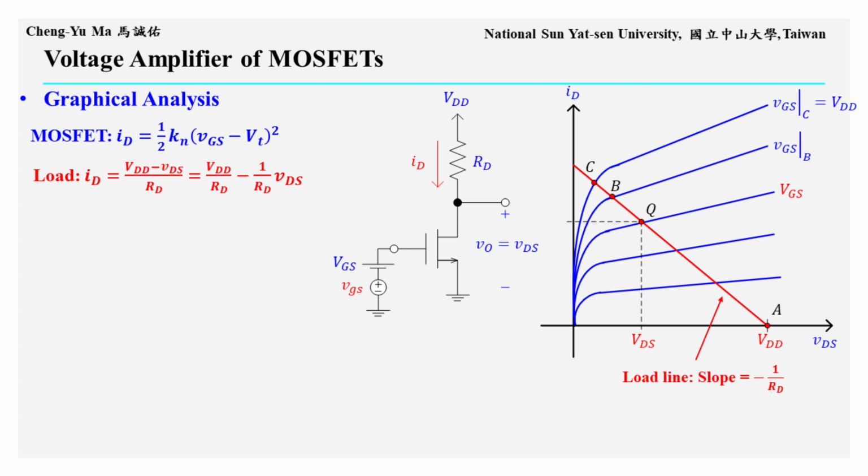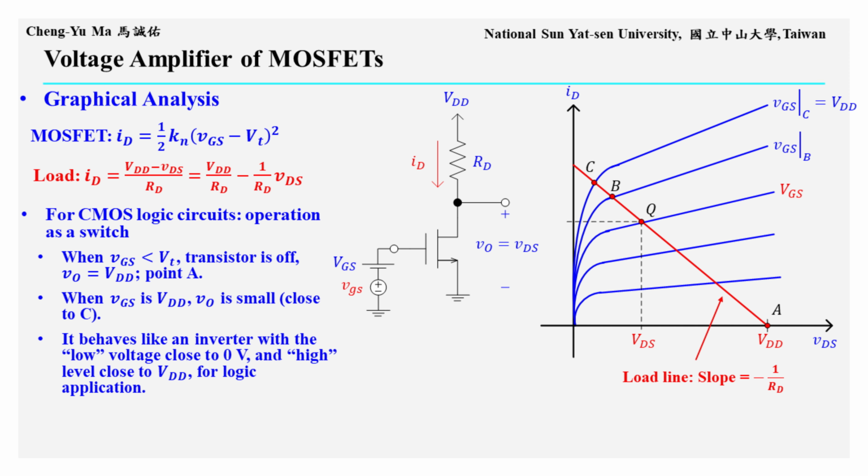The intersection between the load line and a MOSFET characteristic curve is the operating point. Therefore, for each value of VGS, there is a corresponding operating point. This is essentially the simultaneous solution of the voltage-current equations of the transistor and the load resistor. Thus, the operating point is determined by both VGS and RD.